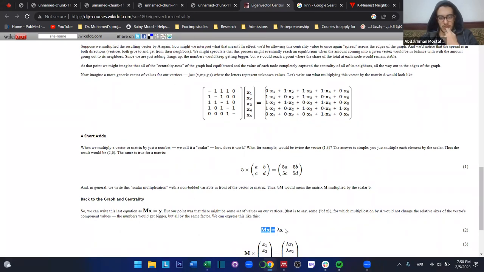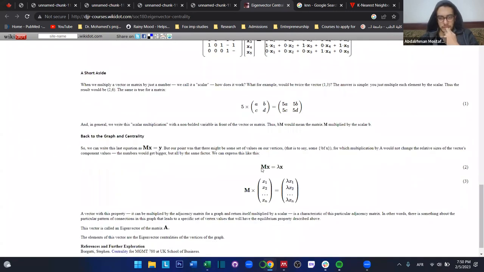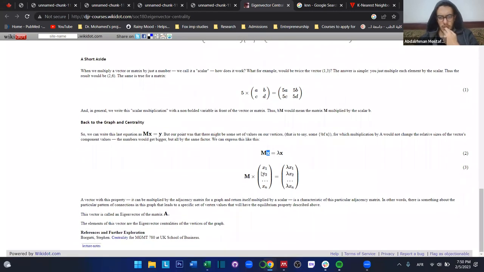And this is the perhaps recognizable equation, where the M matrix multiplied by the eigenvector would be equal to... I'm not sure which is which. Yes, the matrix is the M, but I think something is confused. But anyways, the matrix multiplication by the eigenvector would essentially be equal to just scaling the eigenvector by a constant value.